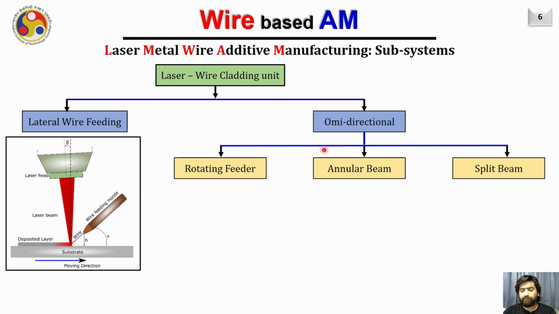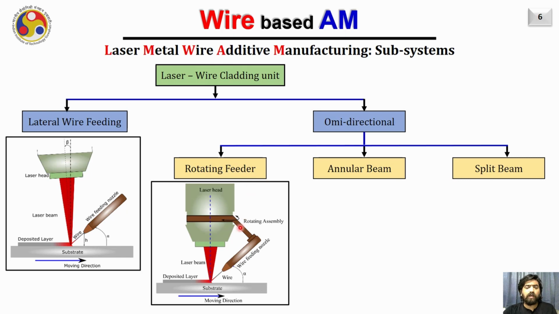On the other hand, when we use omnidirectional systems, there are three possibilities. One is called the rotating wire feeder, another is the annular beam, and the third is the split beam. In the case of the rotary wire feeder, the wire feeder is capable of rotating around the melt pool, and it is essential as you want to maintain a particular type of feeding mechanism. The different types of feeding mechanisms we shall see in the subsequent slides.